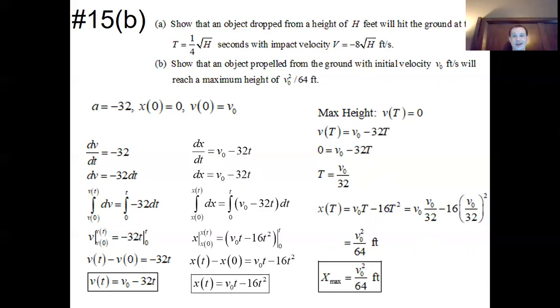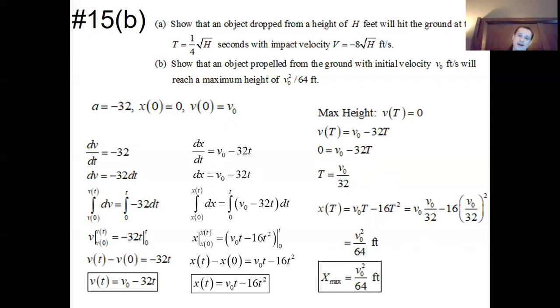Okay, so again, what did we do? We didn't even look at the problem. We just knew what acceleration was, we integrated to get velocity, we integrated that to get position, we plugged in any initial conditions we had as we went, and we have all these maximum equations. And now we're going to use them to solve the problem.